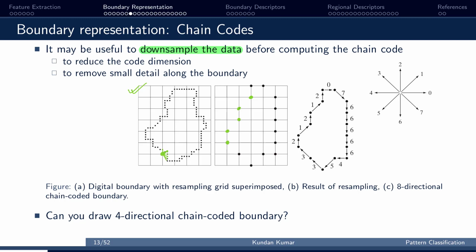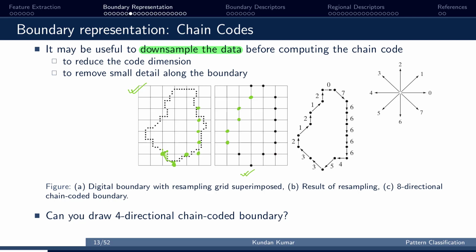And if we are dealing with 8 directional, that means we consider the 8 neighbors, then we just have to consider which grid point each pixel is closest to. So this will be assigned to this, this will be assigned to this. In this way, we can have the grid points in this fashion, as shown in this figure.